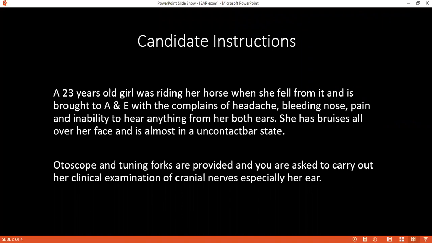I will enter the room, wash my hands, get the patient. Hello, how are you today? I'm Dr. Muhammad, one of the surgical doctors. I have been asked to examine your ear. This will include looking and also using one device called otoscopy. Are you okay with that? Okay. Do you have any pain before we start?